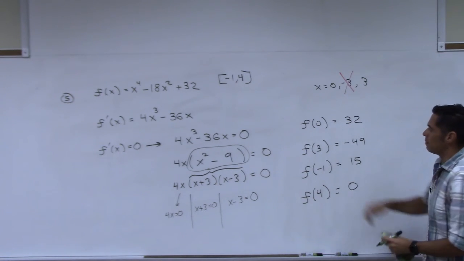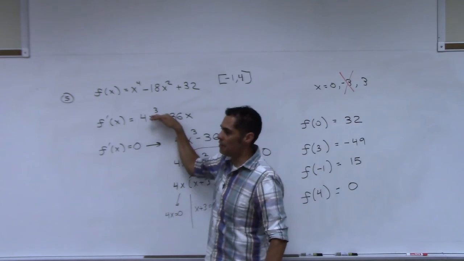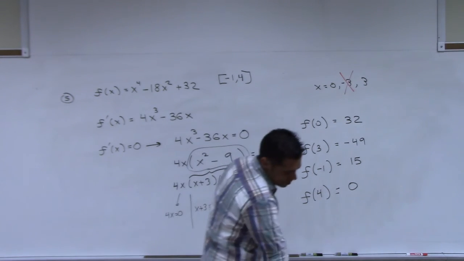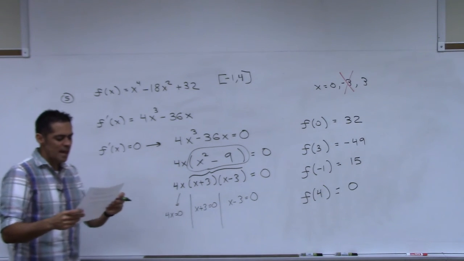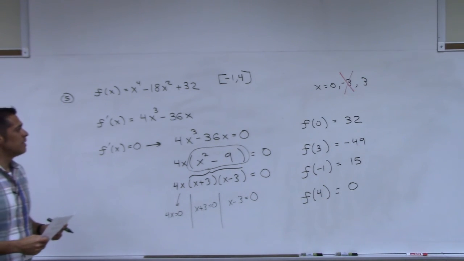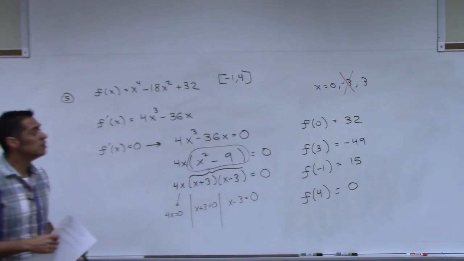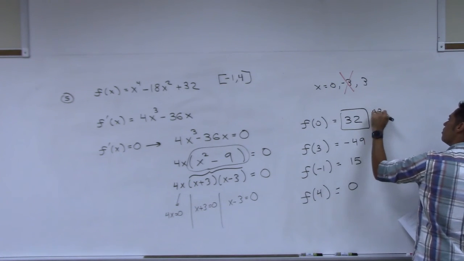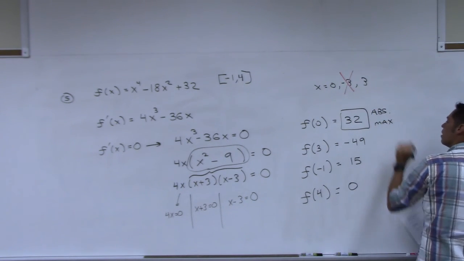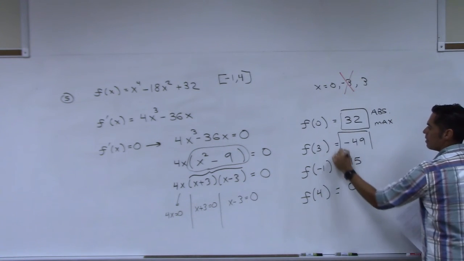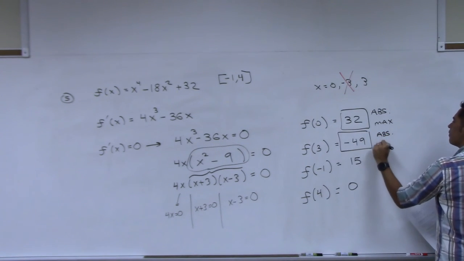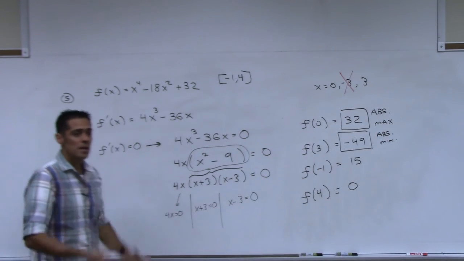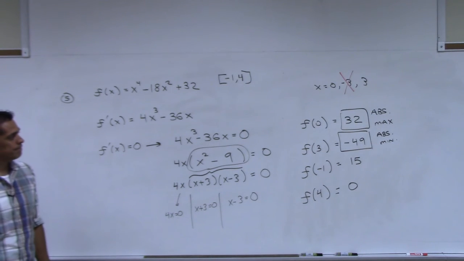So I'm not showing that work, but everyone understand you're replacing these x's in the original function, not in the derivative. So the question asks to find the absolute maximum. What is the absolute maximum value of this function on this interval? What is it? 32. Right here. This is the absolute maximum. And the absolute minimum is the -49. On this interval, the highest that graph will ever get is 32, and the lowest it will ever get is -49. Okay, that's my question.